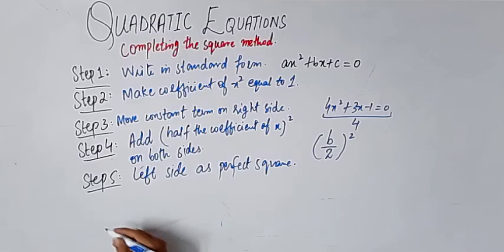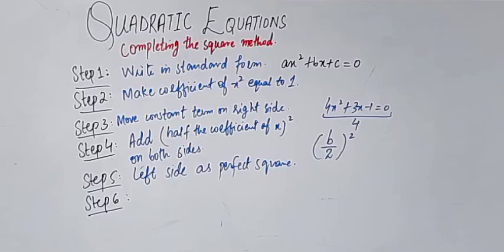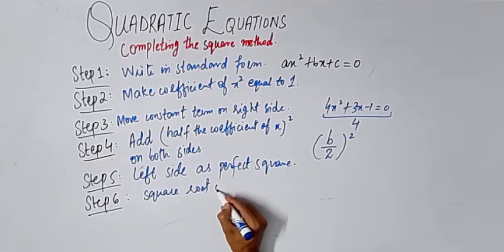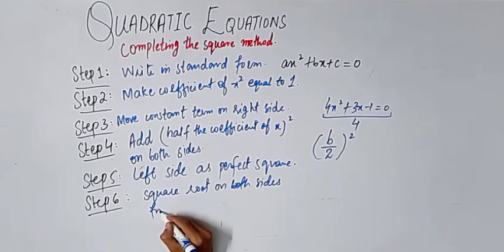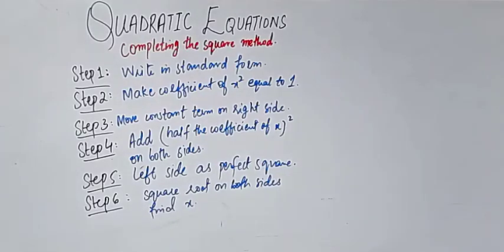And why I'm mentioning these steps separately is because students forget these steps. That's why it is important to remember them. In step number 6, or in the final step, you will take the square root on both sides, and then you will be able to easily calculate x. So these are the steps that you have to follow in solving the quadratic equation by using the completing the square method. Now let's take an example to apply these steps on a question.